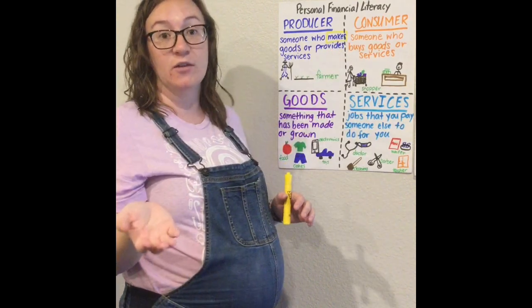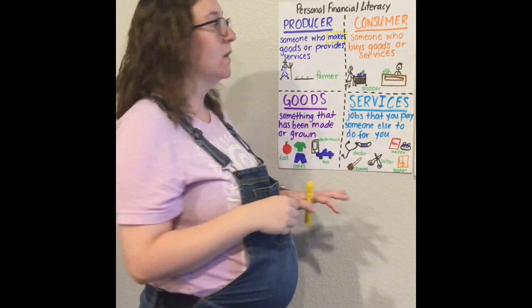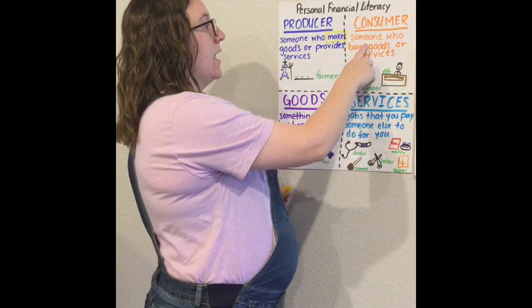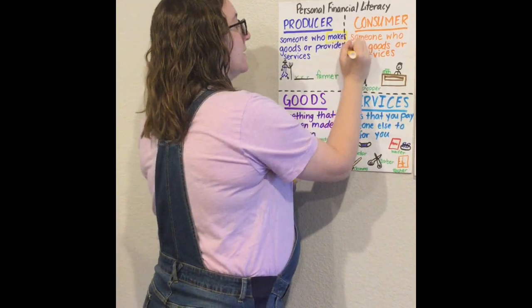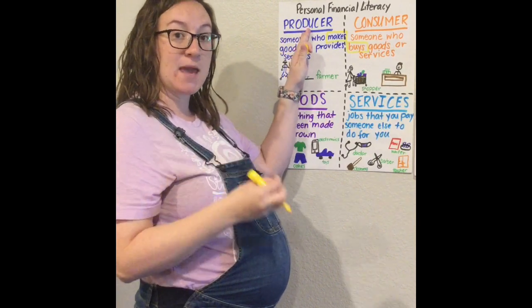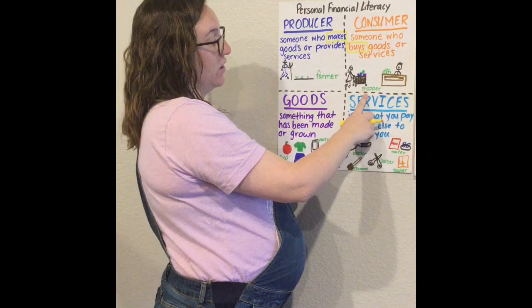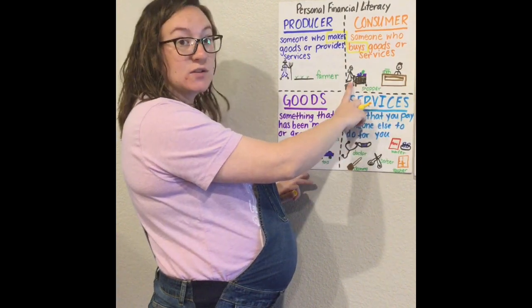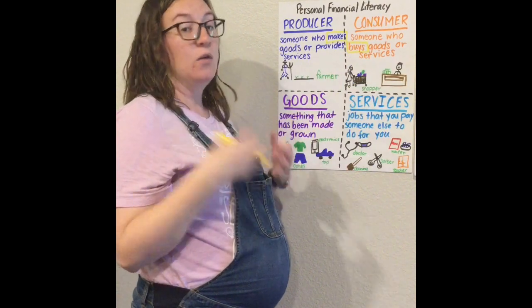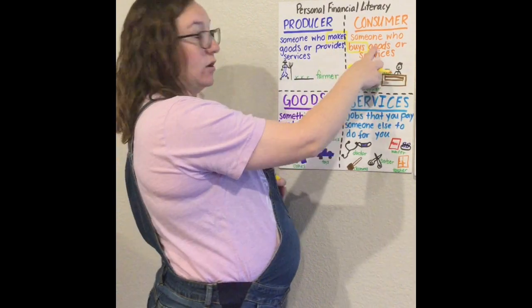A chef is another example because they are making food to provide to people. The other person on the other side is the consumer. A consumer is someone who buys a good or service. So the producer is someone who is making it. The consumer is someone who is buying it. So here we have a shopper. Anyone who goes to the store and buys something is a consumer because they are buying it. When you spend your money, you are a consumer, whether it's a good or service.